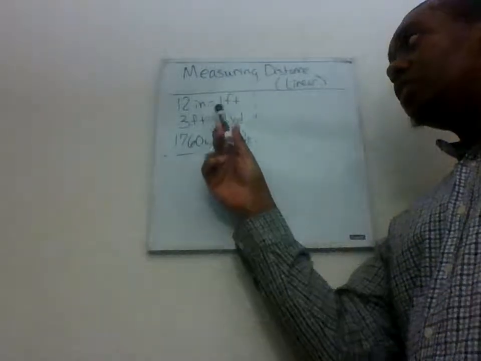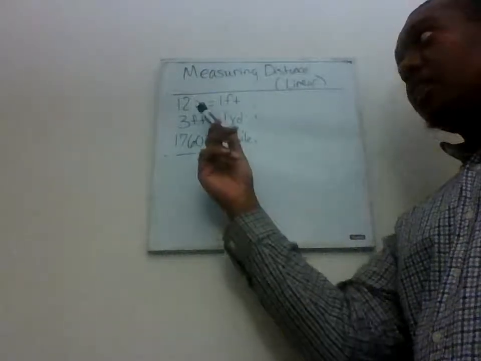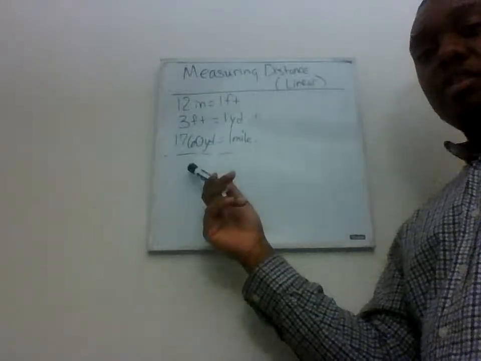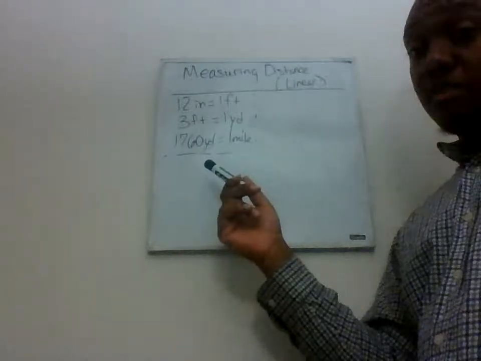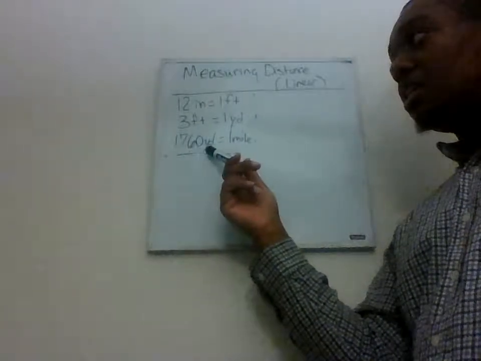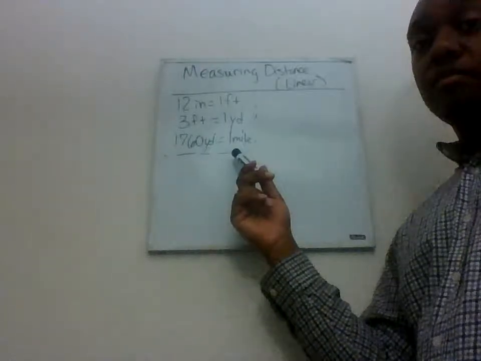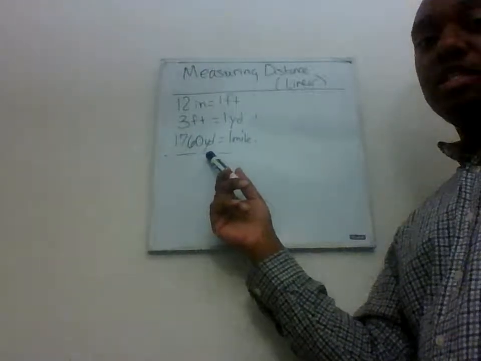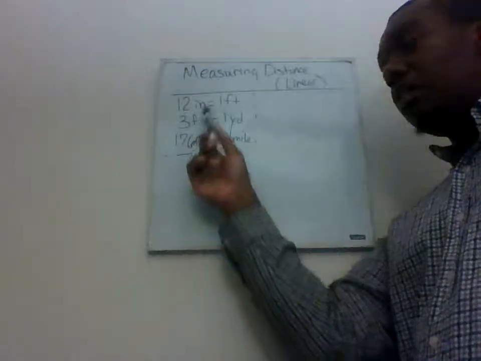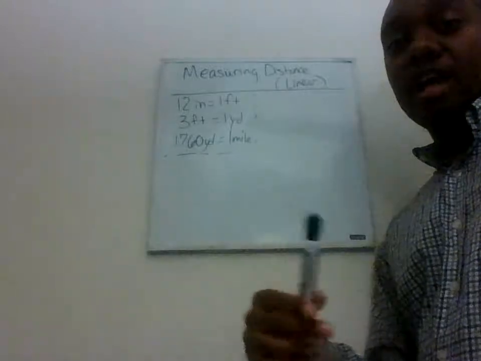So the first two are the ones that most people know off the top of their head. 12 inches is 1 foot. 3 feet equals 1 yard. This one sometimes people don't know about, or maybe they forget, or they get confused. 1,760 yards equals 1 mile. So I can do conversions between all of these based off of these conversion factors.